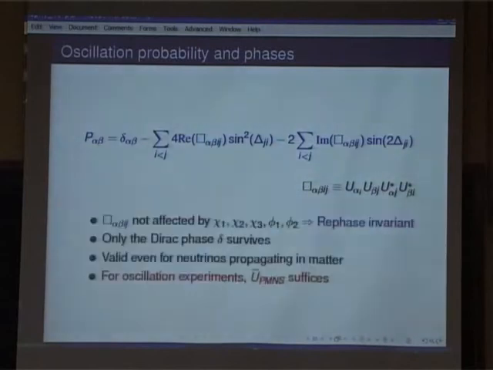That's because these brackets are not affected by chi1, chi2, chi3, phi1 or phi2. So you could even try to do it for yourself. Find out the values of this and you will find that chi1, chi2, chi3, phi1, phi2 just disappear. They are not a part of this. Only the Dirac phase delta is there. To find out what this bracket is, delta is here.